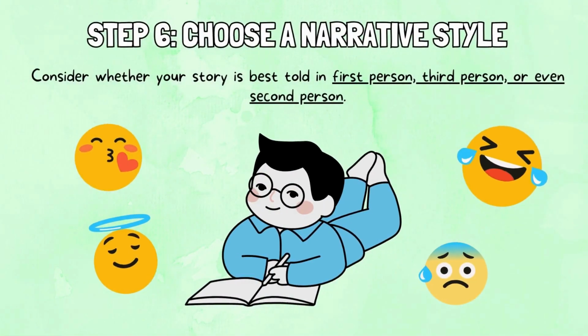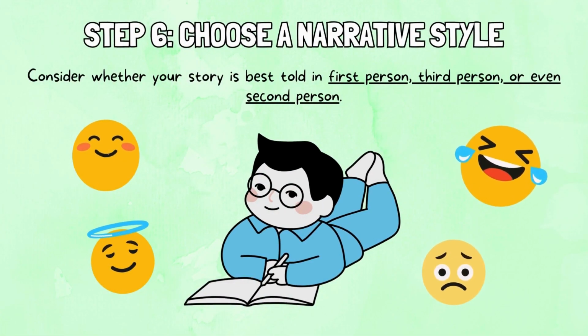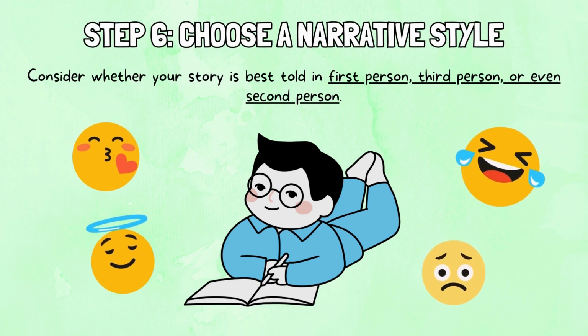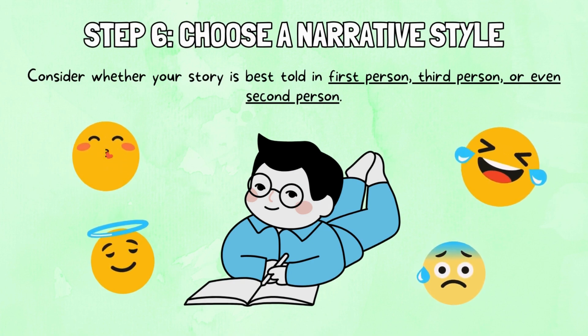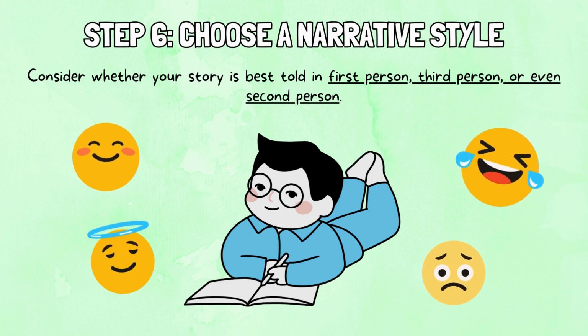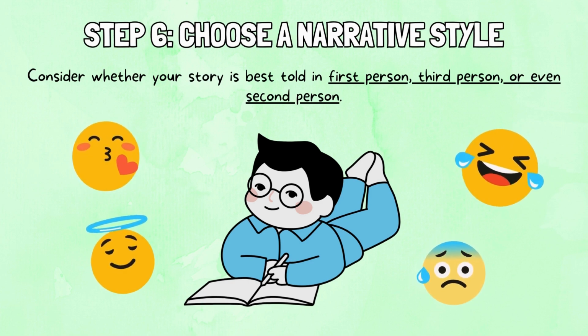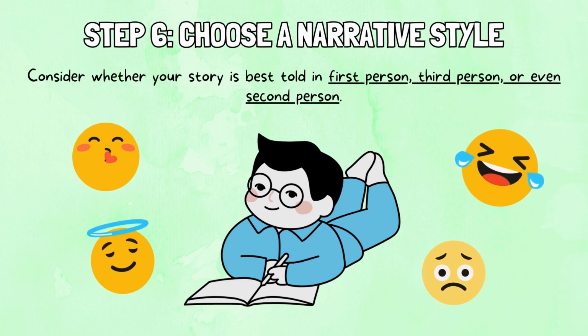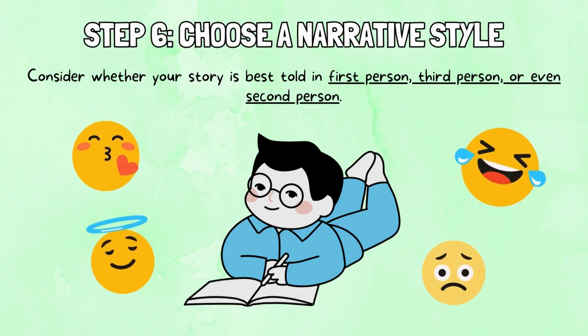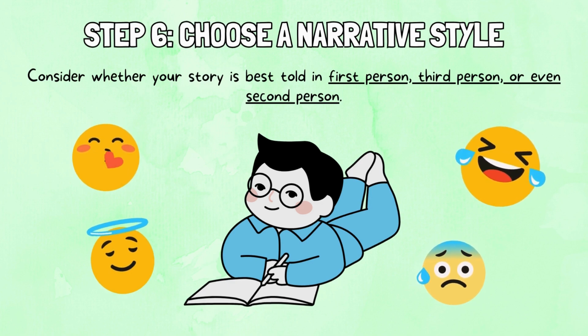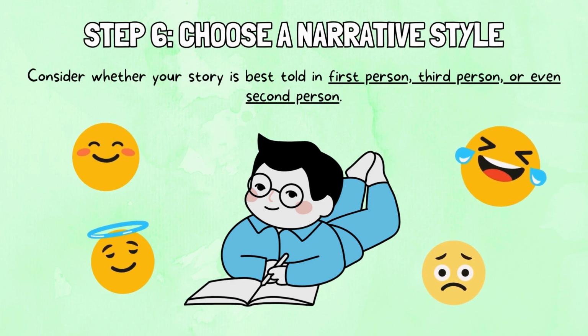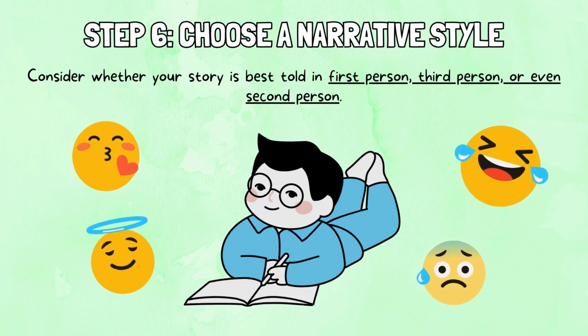Step 6. Choose a narrative style. Here you can focus on selecting the narrative style that best suits your picture book. Consider whether your story is best told in first person, third person, or even second person. Could it be a first-person adventure through Pip the Penguin's eyes, letting readers feel his fear and triumph firsthand? Or perhaps an all-knowing narrator, weaving in and out of their perspectives, adding a layer of wisdom and insight?